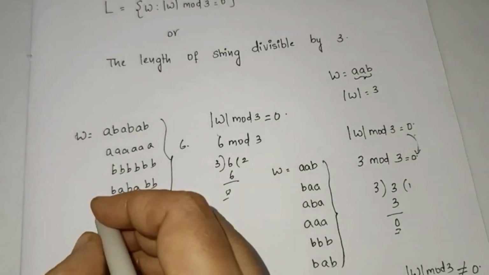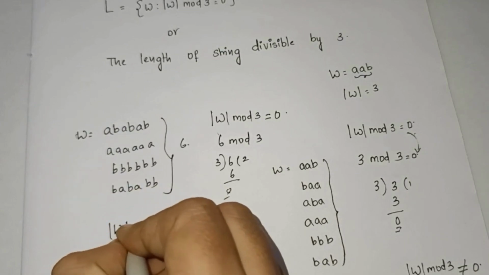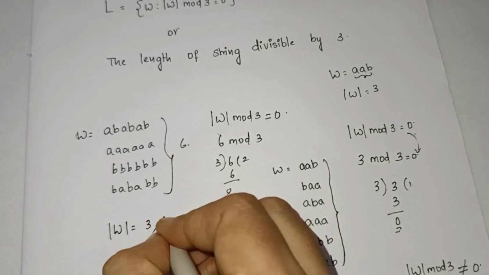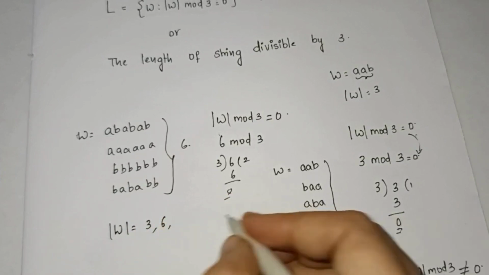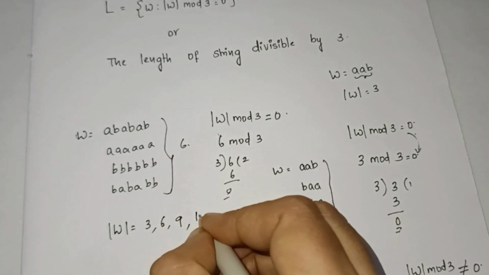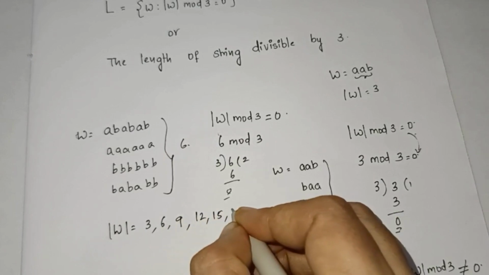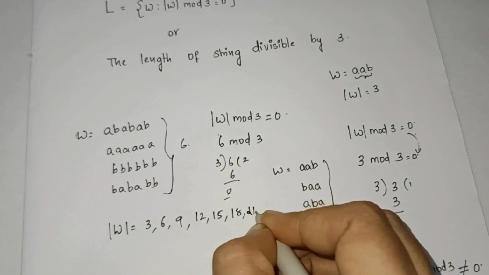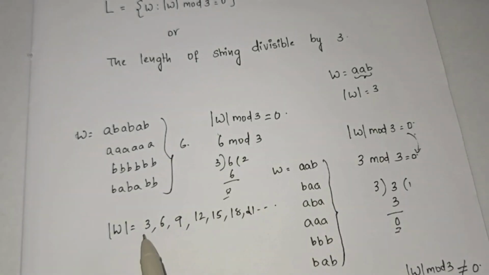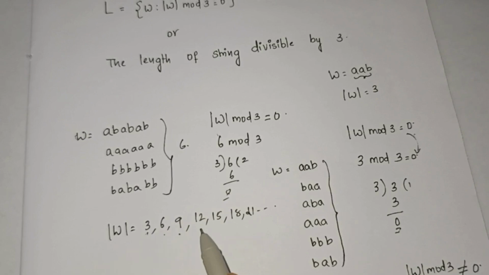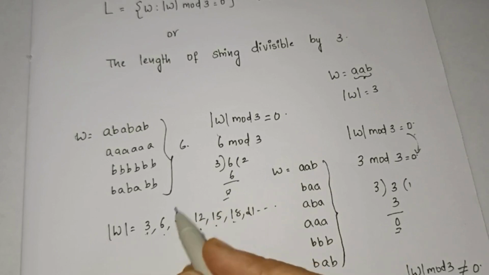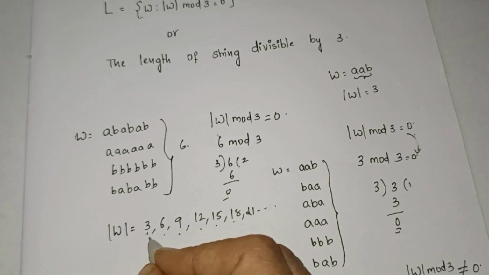That means I should take a string of length 3 (3 ones are 3), 6 (3 twos are 6), 9 (3 threes are 9), 12 (3 fours are 12), 15 (3 fives are 15), 18 (3 sixes are 18), 21 (3 sevens are 21), and so on. So I should take the length of the string as either 3 or 6 or 9 or 12 or 15 or 18 or 21, so multiples of 3. By understanding this, I should be able to take the length of the string every time.